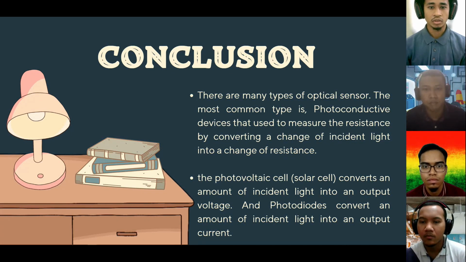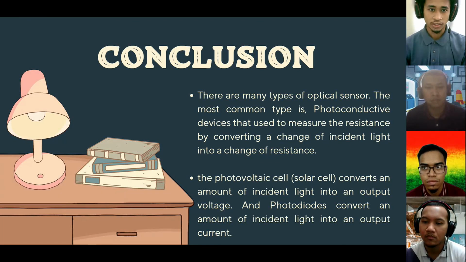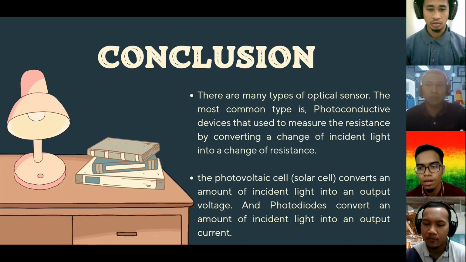a conductive device that is used to measure resistance by converting a change of incident light into a change of resistance. The photovoltaic cell, or solar cell, converts an amount of incident light into an output voltage, and a photodiode converts an amount of incident light into an output current.